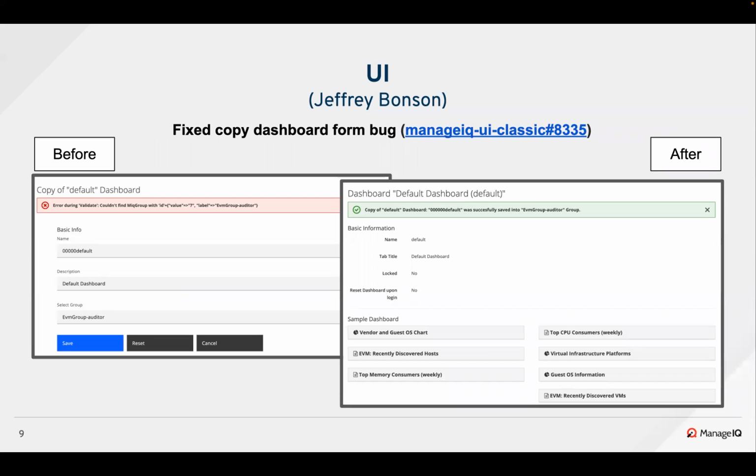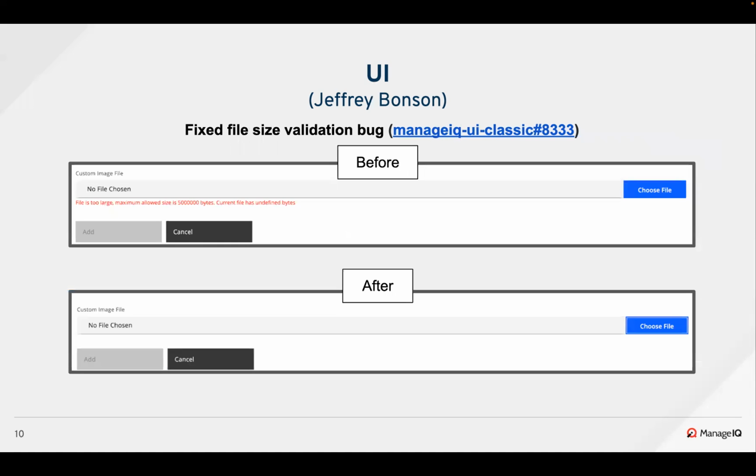In the copy dashboard form, when the select groups was changed, and then when we submit the form, instead of its value, the entire key value object was passed, causing the validations to fail. Gilbert made a fix for this by adding a simple value true property to the select dropdown component. Next.